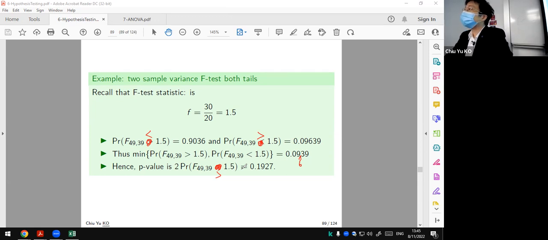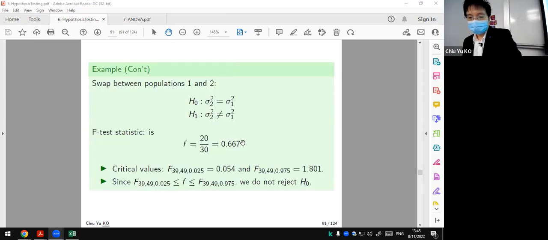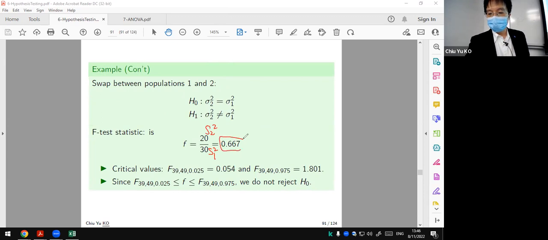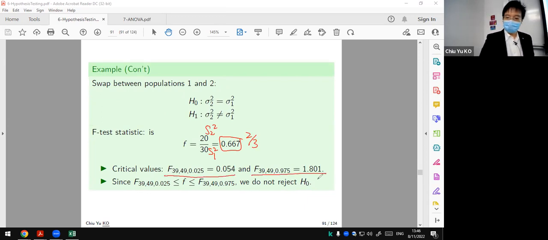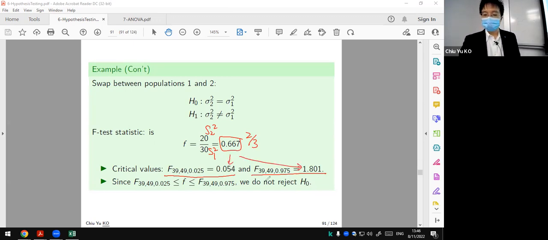Is that okay? Okay. And as we conclude, let me quickly talk about this one. You can see you can reverse to S2 square over S1 square, and you get a number which is 2 over 3. And you can do the same with the critical value of this and the critical value of that. And you can see again, this is between these two values, so you can't reject.